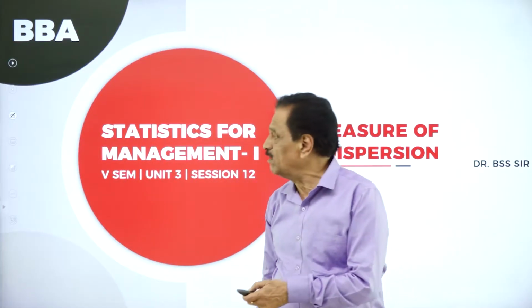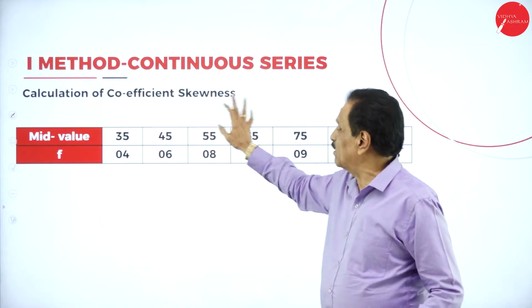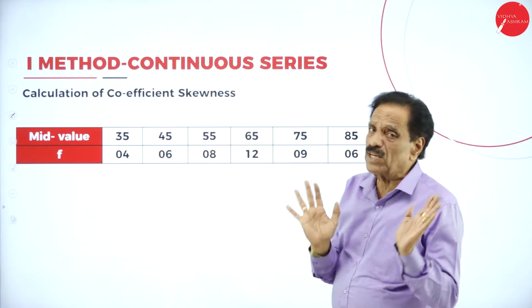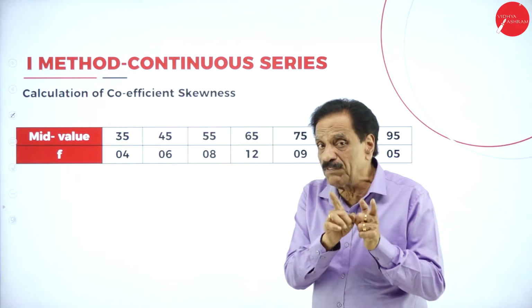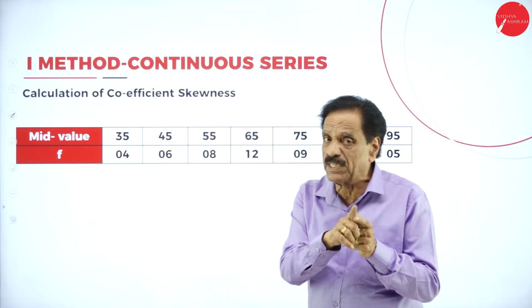We'll go to the problem now. This is the mid value. They have calculated the coefficient of skewness. They won't mention whether it's median or mode. You must be very careful whether the highest frequency is repeated or not.